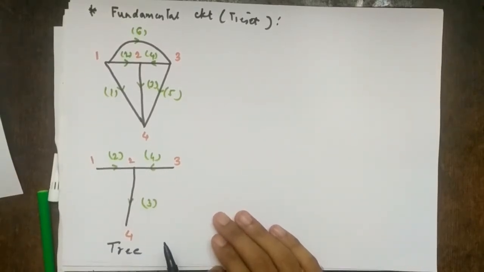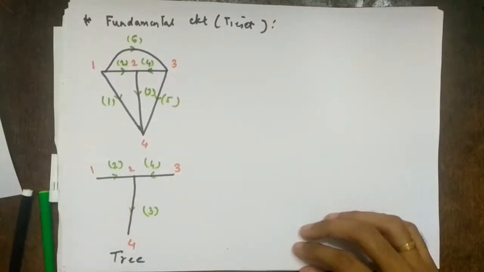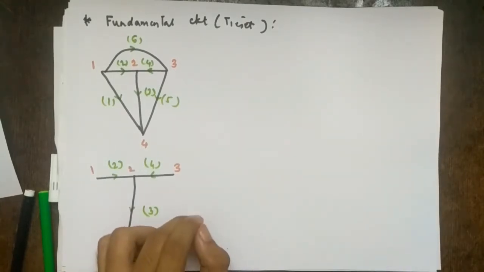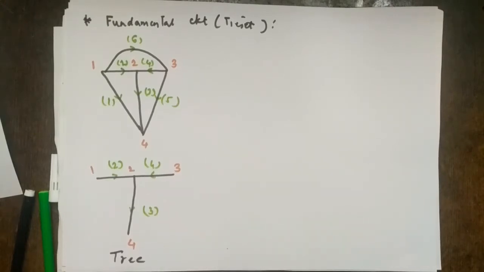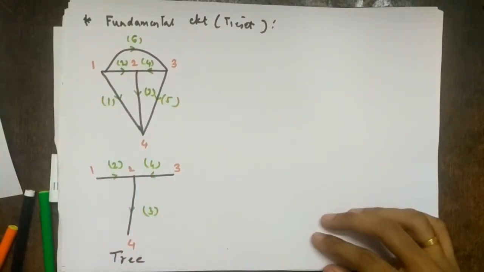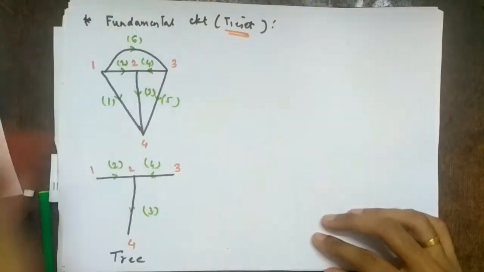Next, how many links are there? There are 3 links: B minus n plus 1. B is 6, n is 4. So 6 minus 4 is 2, plus 1 is 3. So 3 links are there. When you draw one link at a time, that forms this tie set or fundamental circuit.